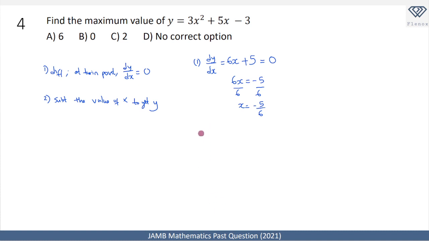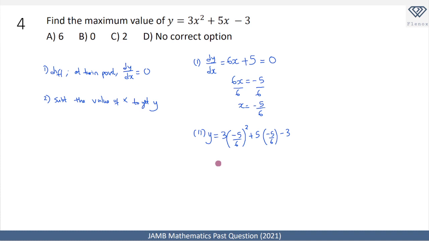But the next thing we need to do now is to substitute that value of x into the equation to find what the value of y is, which will be the maximum value. So in this case, y will now be equal to 3 times x squared, where x is minus 5 over 6. So we have 3 times minus 5 over 6 squared plus 5 into brackets minus 5 over 6 minus 3.